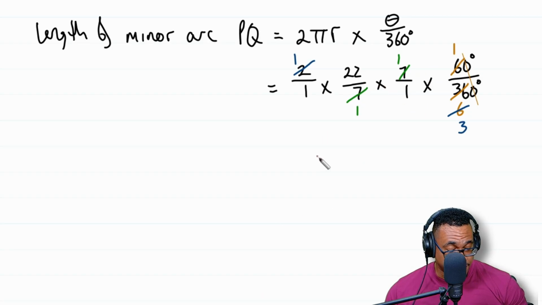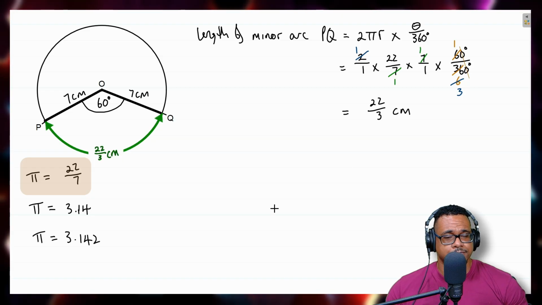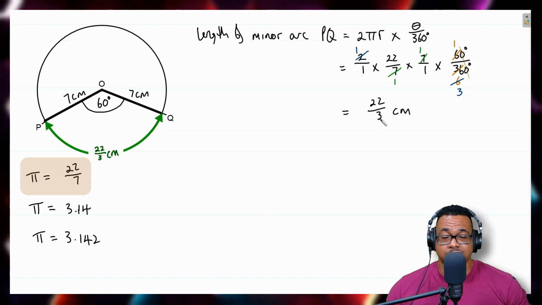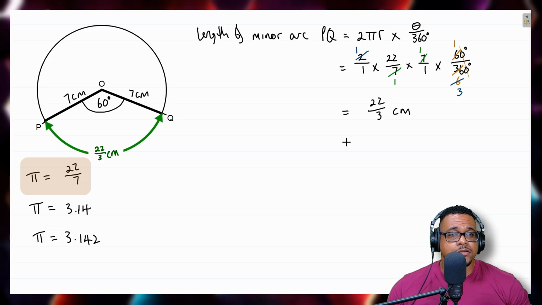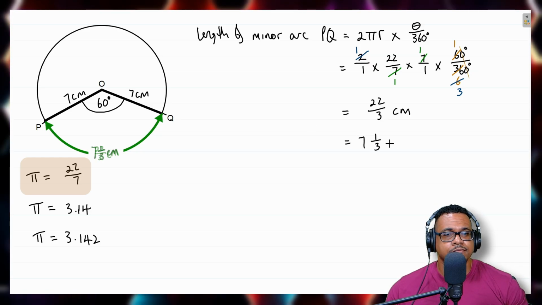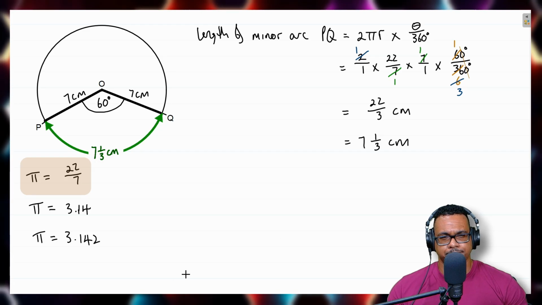So multiplying across now, 1 by 22 by 1 by 1. So that just gives us 22 for the numerator. And for the denominator, 1 by 1 by 1 by 3. So the denominator is simply 3. So you are going to get 22 over 3 centimeters. Now, if you want to write this as a mixed number, 7 3s are 21. So you're going to get 7, remainder 1, over 3 centimeters.